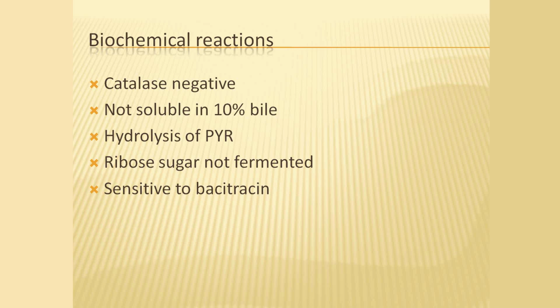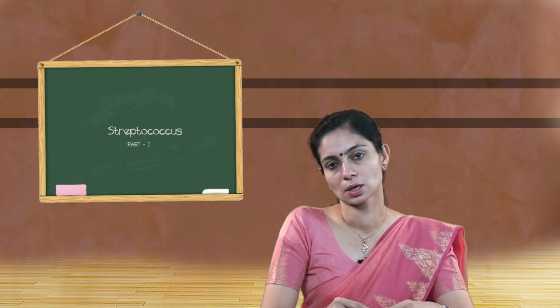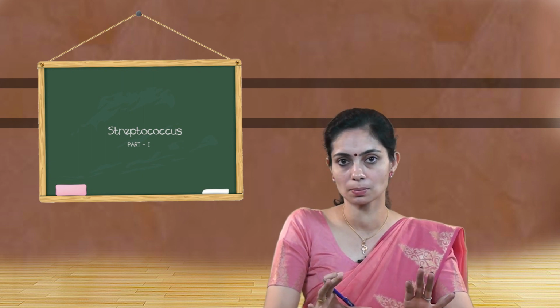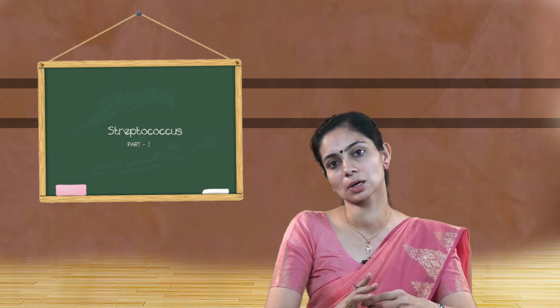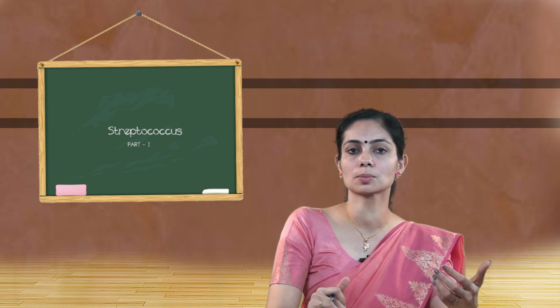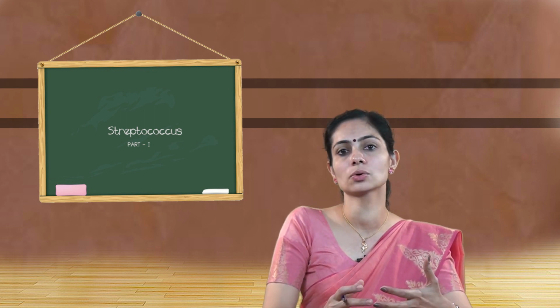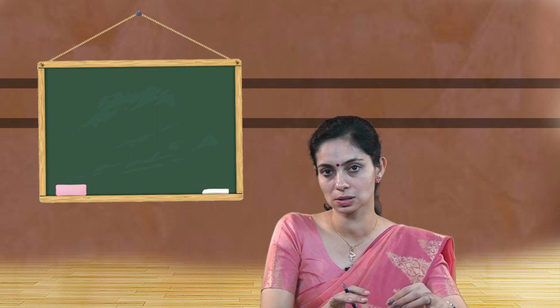Other important tests: it is insoluble in 10% bile, it hydrolyzes PYR, pyrrolidonyl arylamidase, that is a test to differentiate it, and ribose sugar is not fermented by the Streptococcus, and it is sensitive to bacitracin. So, this is how we differentiate the bacteria based on the biochemical tests. So, we have discussed the morphology, culture and the biochemical tests in this class. Thank you.